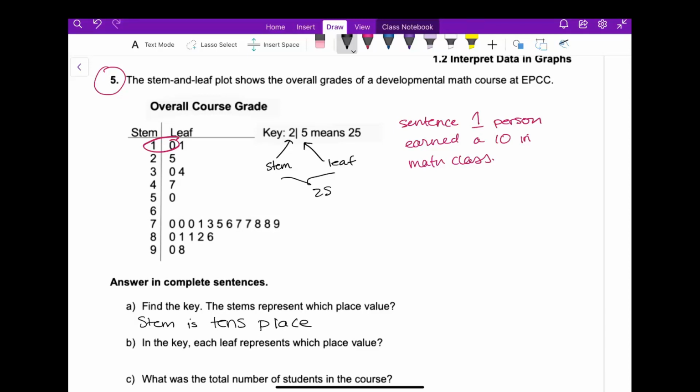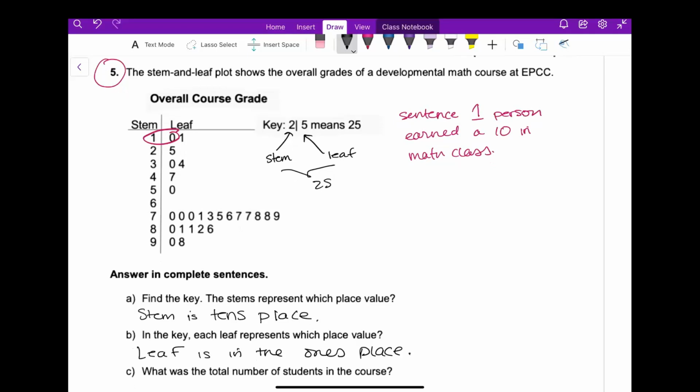In the key, each leaf represents which place value? The leaf is in the ones place. What was the total number of students in the course? Ooh, all right, this is a tough question. Each leaf is a grade.